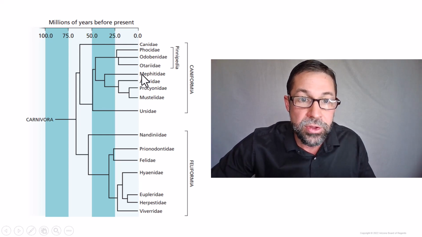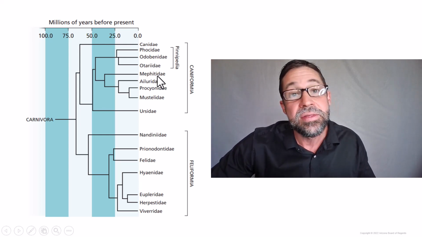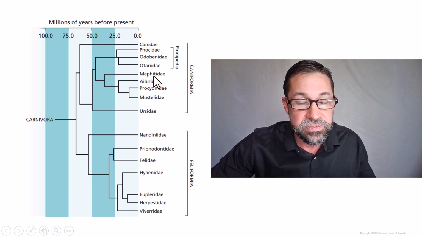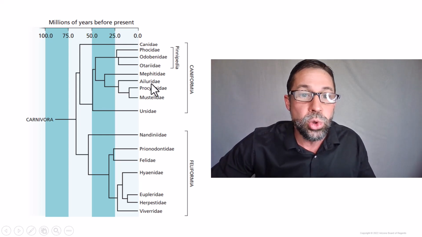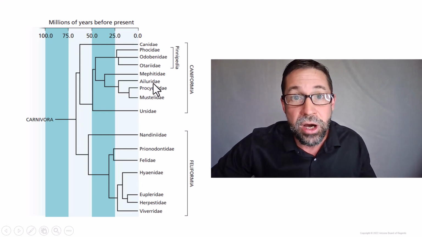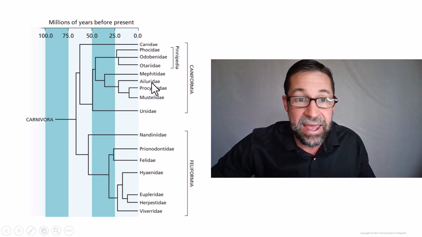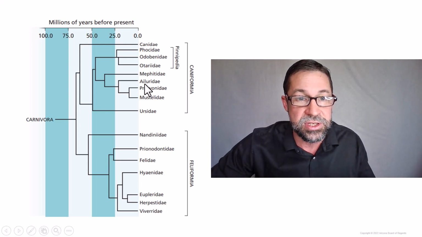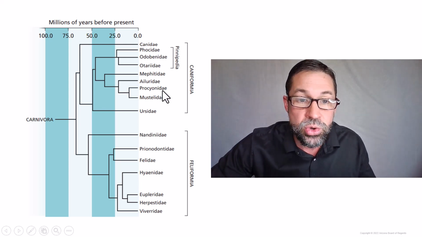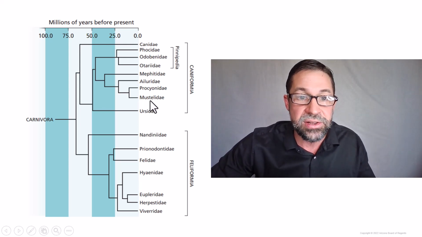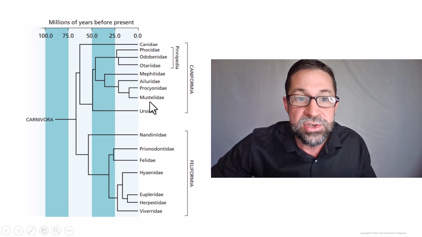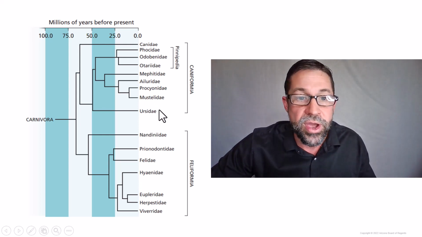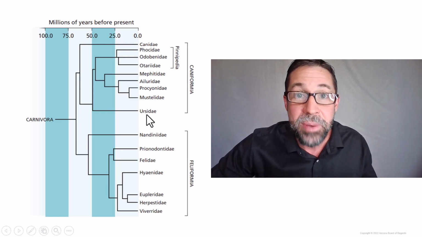Moving right on down, the Mephididae, these are the skunks. The Aluridae, this is monotypic. This is the red panda, highly unique species. The Procyonidae are the raccoons. And the Mustelidae are the weasels, otters, wolverines. And then we have the Ursidae here, which are the bears.